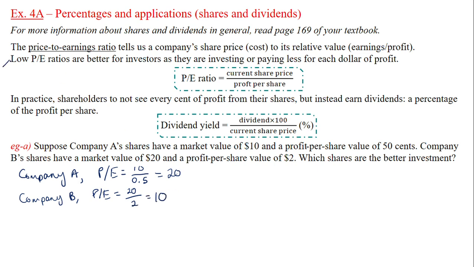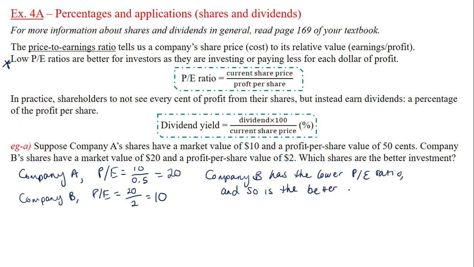Up here, we made a note that the lower price to earnings ratios are better for investors. So the better investment is company B, because it has the lower price to earnings ratio. In general, when we have a worded problem, we tend to like to write our answer in words. That's what this here is, okay?